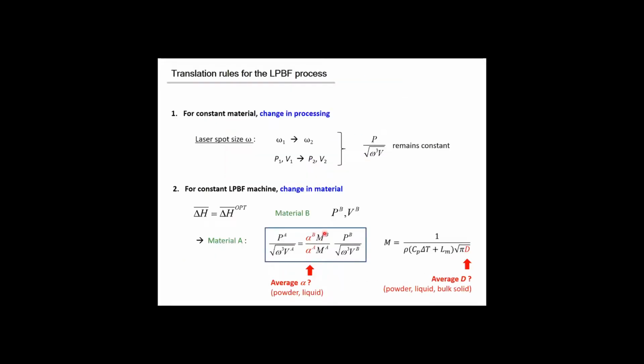Oh, okay, I forgot to mention another way of using these processing maps. I keep the same material, but I change the spot size. If I do that, as long as the process-related parameter remains constant, I can adjust the 2 other parameters. So that's 2 ways of using it.